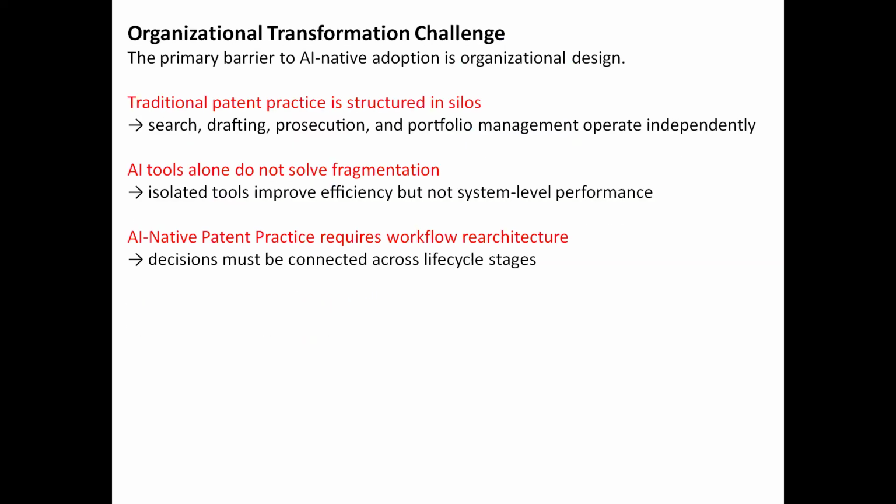So the original transformation challenge: the primary barrier to AI-native adoption is organizational design. Traditional patent practice is structured in silos. Search, drafting, prosecution, and portfolio management operate independently. And AI tools alone do not solve fragmentation. Isolated tools improve efficiency, but not system-level performance. AI-native patent practice requires workflow re-architecture, so decisions must be connected across lifecycle stages.